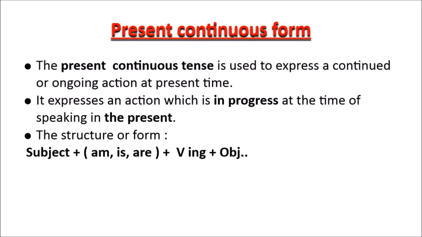Now we are moving on to the present continuous form. Look at the definition given there. Look at the first point. The present continuous tense is used to express a continued or ongoing action at present time. What they are trying to tell is that the present continuous tense is an action that is continued, or the ongoing action in the present time, or the action that is happening right now in a continuous process.